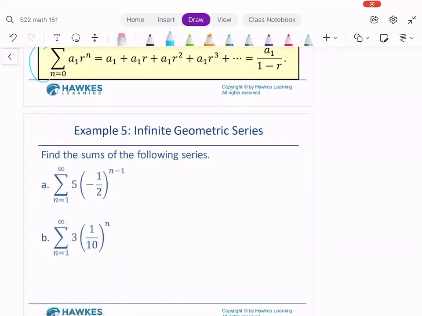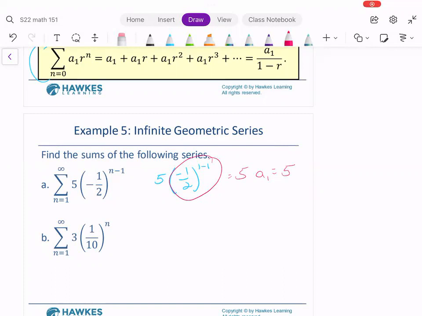If we have this first infinite series here, the sum from 1 to infinity of 5 times negative 1/2 to the n minus 1, first we have to identify the values a sub 1 and r. So when I plug in 1 for n, I get that a sub 1 is 5. And I get that because I do 5 times negative 1/2 to the 1 minus 1. Notice this becomes to the 0 power, which is just 1. So my a sub 1 is going to be 5.